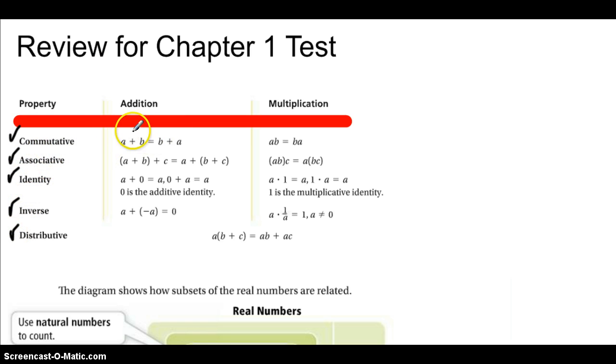Commutative property means simply that things have moved. AB is now BA. The associative property is just that there's been a change in grouping. A and B are grouped together. Now over here, B and C are grouped together. And same thing with the multiplication. AB is grouped together. Now BC is grouped together. For addition and multiplication, that has no effect on the evaluation of the equation. So simply, grouping has changed.